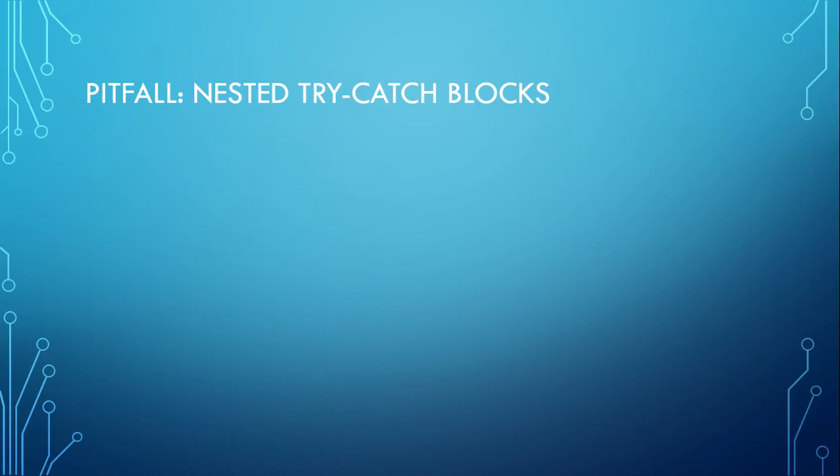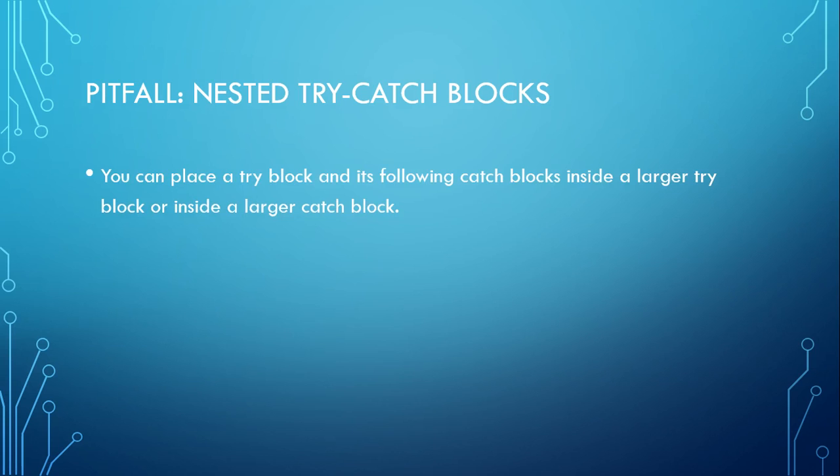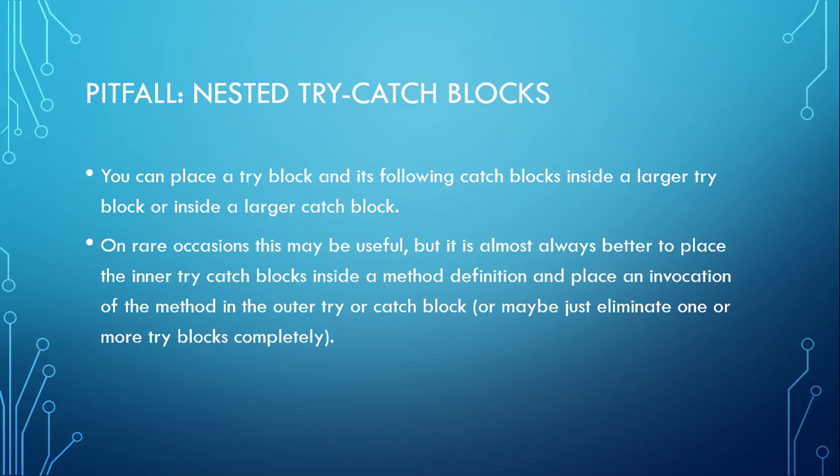Before we jump into that, let's quickly discuss a pitfall regarding nested try-catch blocks. You can try to place a try block inside a larger try block or inside a larger catch block. Technically it will work, but it's something you use on rare occasions. It's almost always better to place the inner try blocks inside of a method definition and place an invocation of that method in one of the outer try or catch blocks. Or maybe just eliminate one or more try blocks completely.